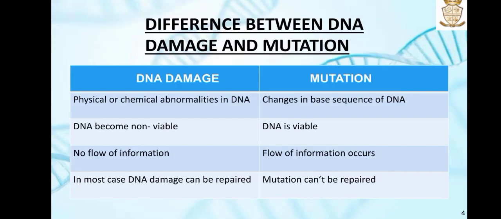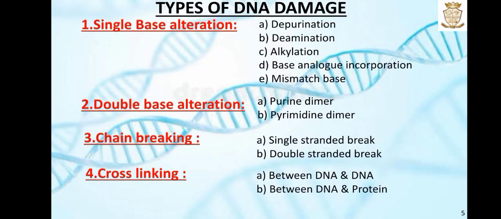Difference between DNA damage and mutation. DNA damage is physical or chemical abnormalities in DNA, whereas mutation is a change in the base sequence of DNA. DNA becomes non-viable if it gets damaged. In case of mutation, DNA is viable. There is no flow of information in DNA damage, but in case of mutation, flow of information occurs. In most cases, DNA damage can be repaired. Mutation cannot be repaired.